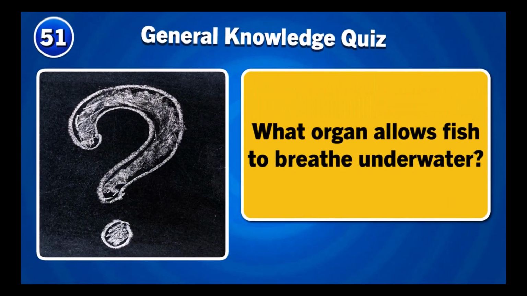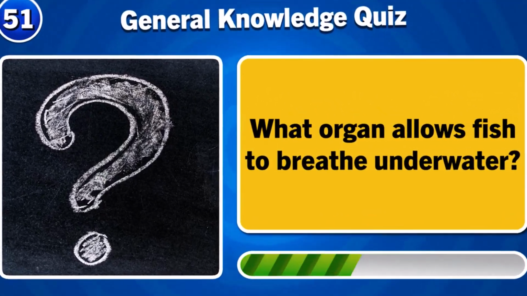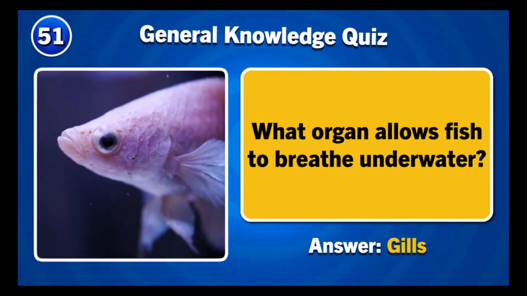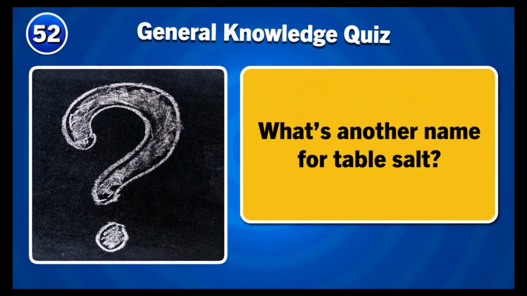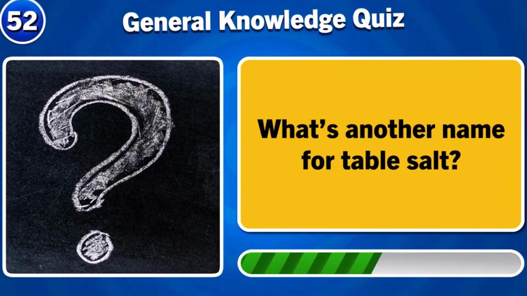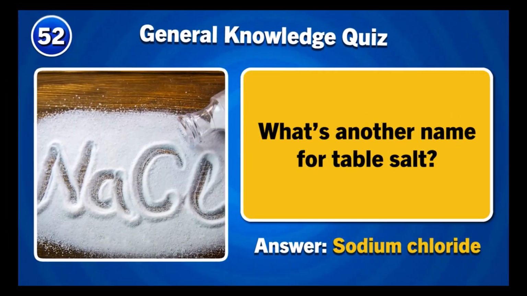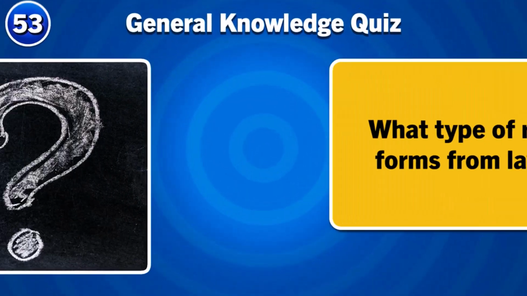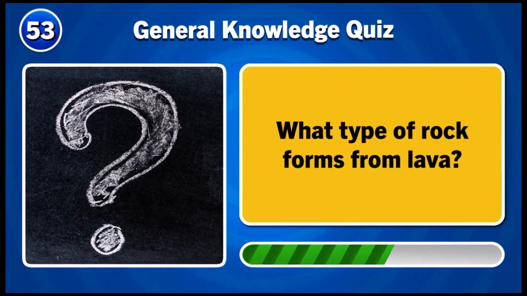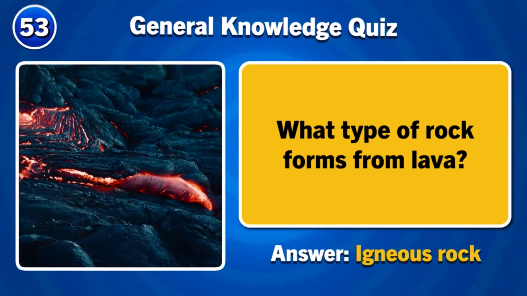What organ allows fish to breathe underwater? Gills. What's another name for table salt? Sodium chloride. What type of rock forms from lava? Igneous rock.